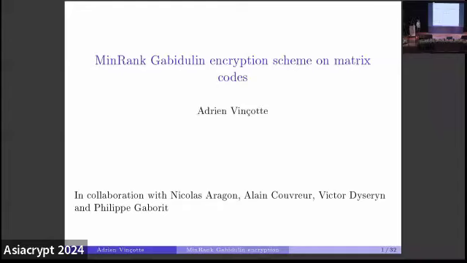So, hello everyone. Thank you for the introduction. I will present to you a work I did in collaboration with Nicolas Aragon, Alain Couvreur, Victor Dizerin, and Philippe Gabory. I will talk about an encryption scheme which relies on the Michaelis frame.